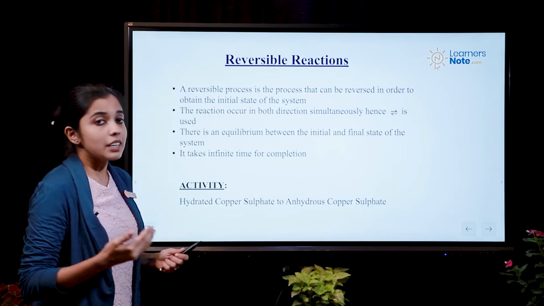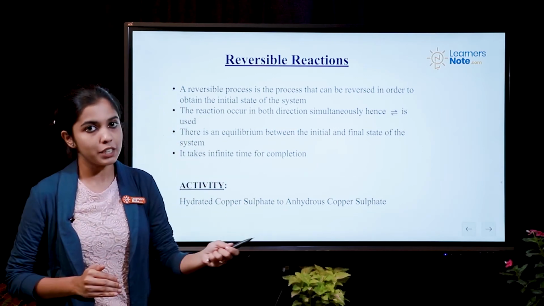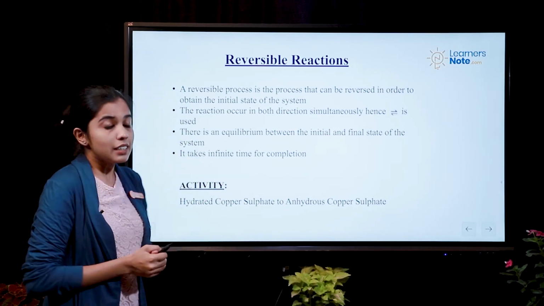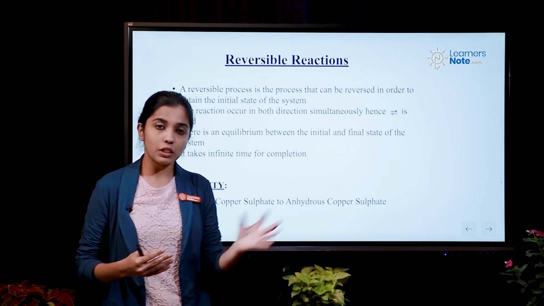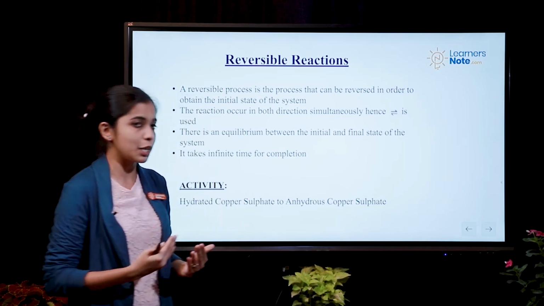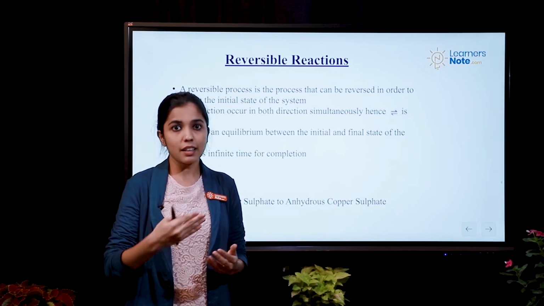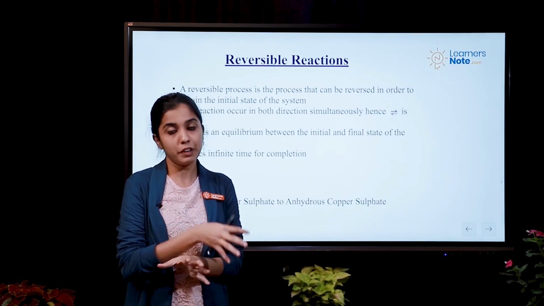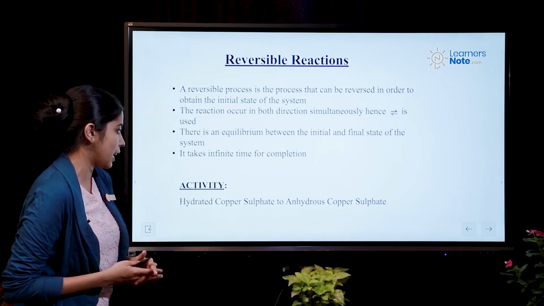So there is an equilibrium between your initial state and your final state when a reversible reaction is taking place, and it takes infinite time for completion. That is very important because both the reactions, that is a forward reaction as well as a backward reaction, are taking place simultaneously. To take an example, you can maybe say the melting of ice and freezing of water. That is an example for reversible reaction.